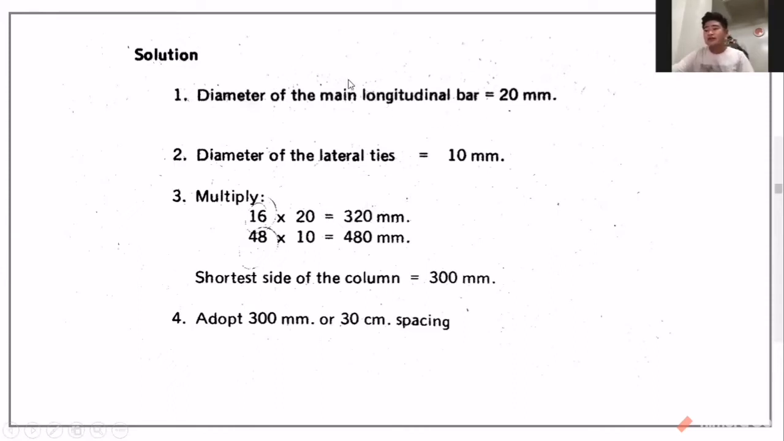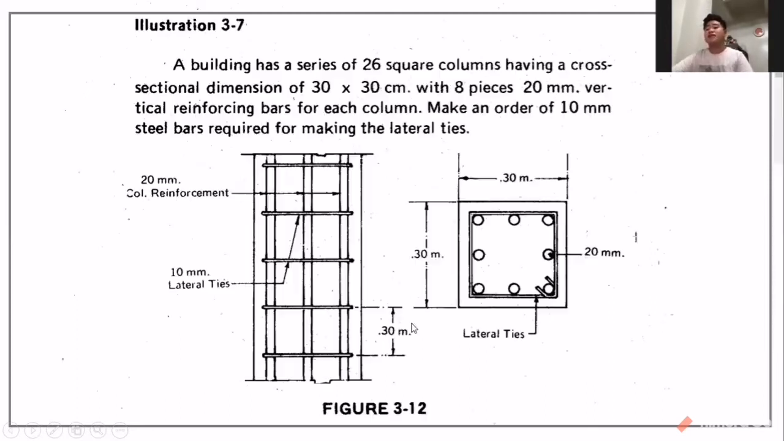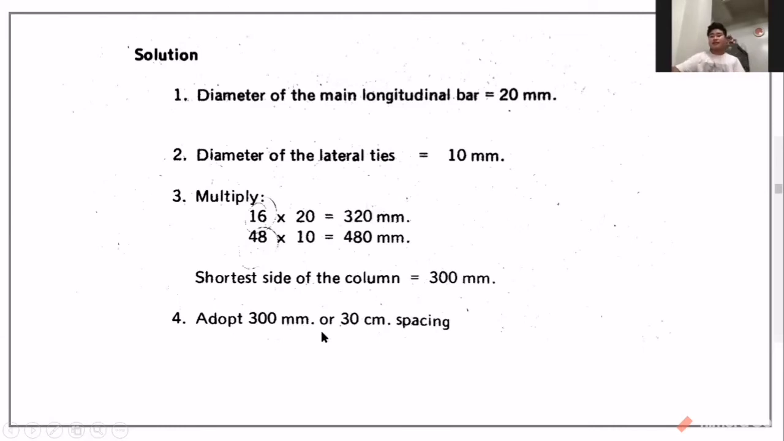So as it was mentioned, we will multiply this by 16 and then this lateral ties by 10. So we have 320 millimeter and 480 millimeter. So the shortest side of the column is equal to 300 millimeter. So we need to adapt 300 millimeter, which is equivalent to 30 centimeter spacing. So this is the spacing of lateral tie for a tied column, 30 centimeter.